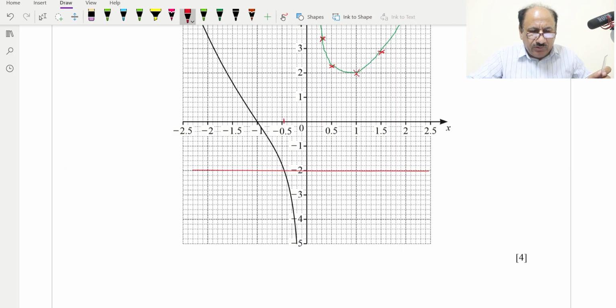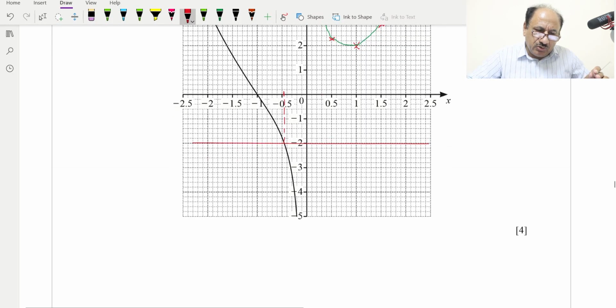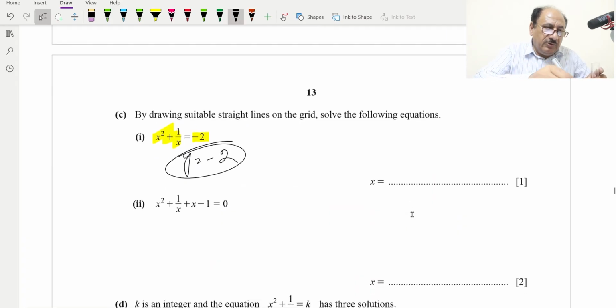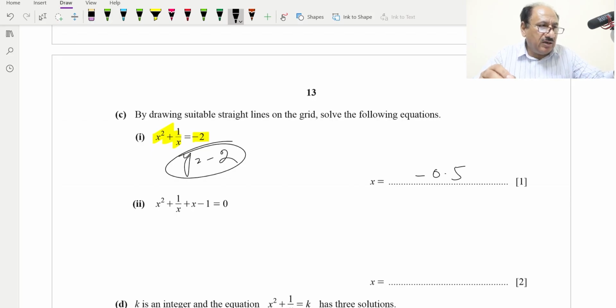So x value is 0.5 if I just take the reference from here. So it's minus 0.5. So our answer will be over here, which we can provide as minus 0.5. And next thing is this one.